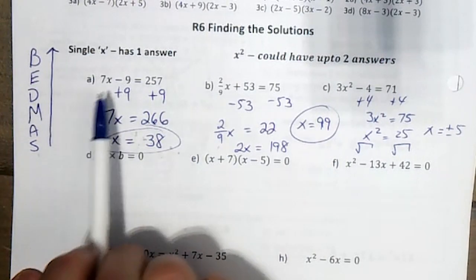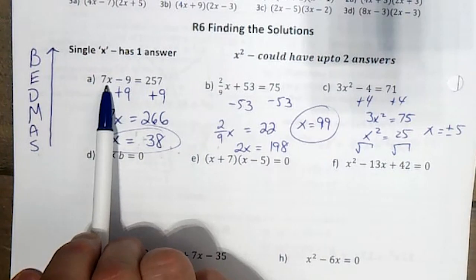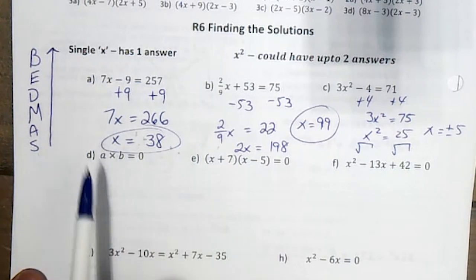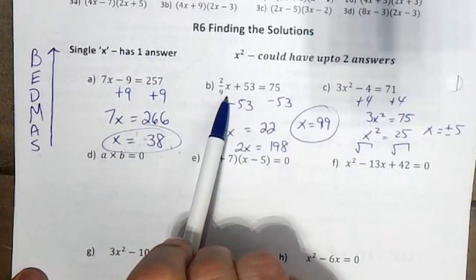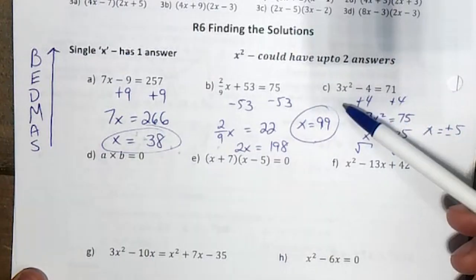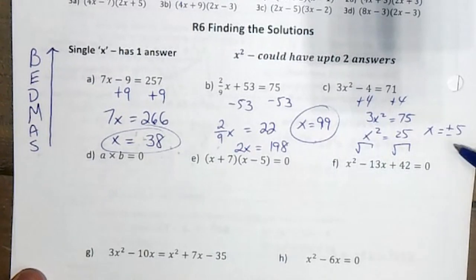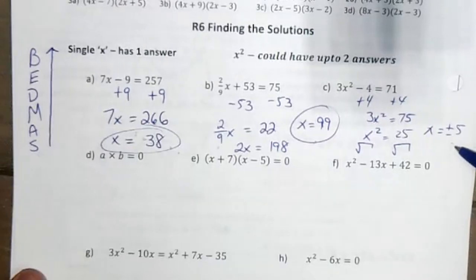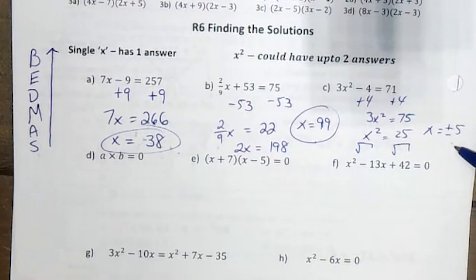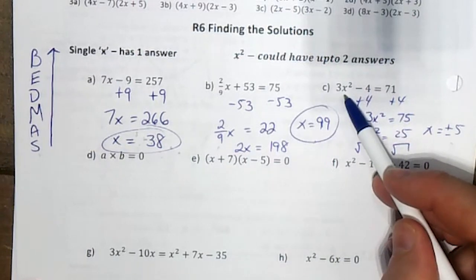So you'll notice that with the algebra problems, we have a single x, there's no exponent, we get one answer. Single x, one answer. When we get into x squared, we could actually get two answers. Not always, but a lot of the times. So what we're going to do is work with questions that have x squared.